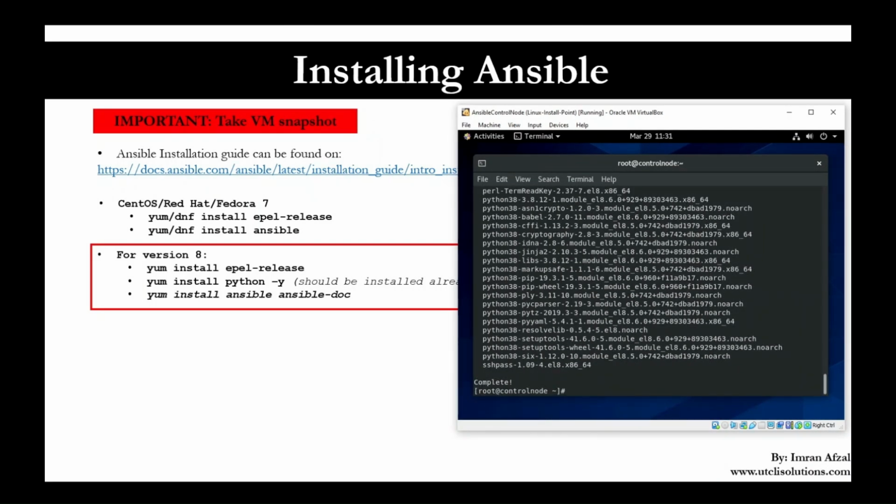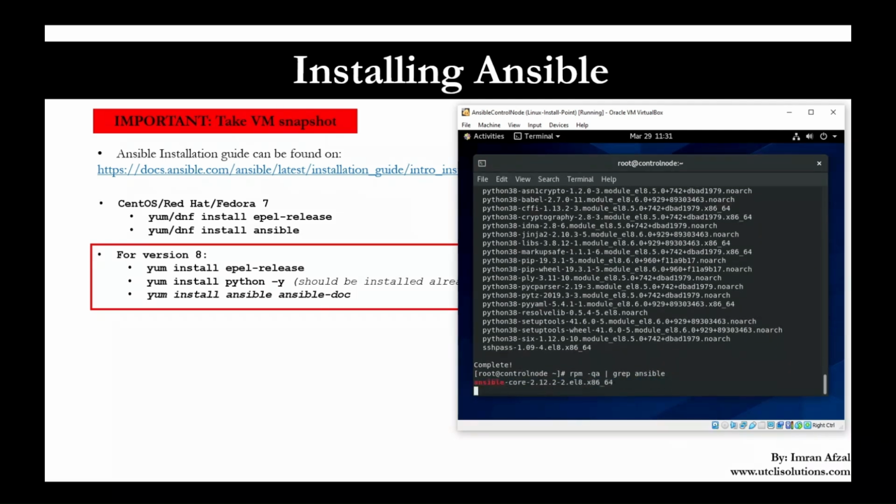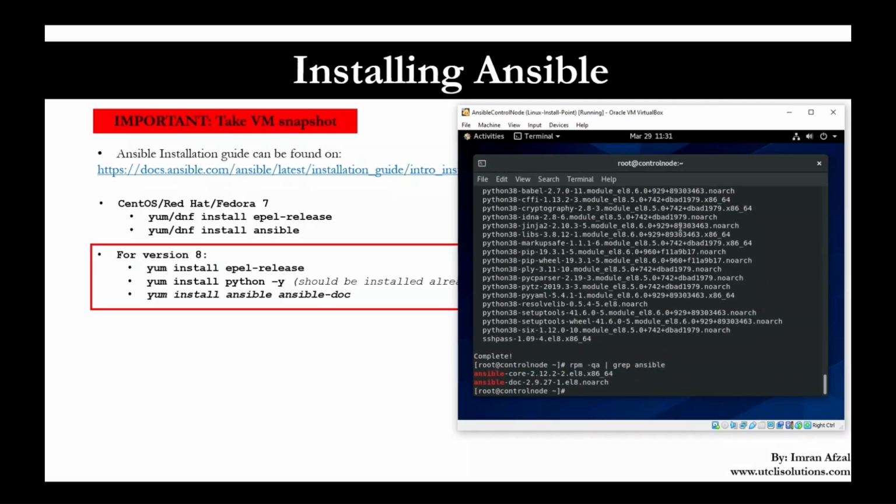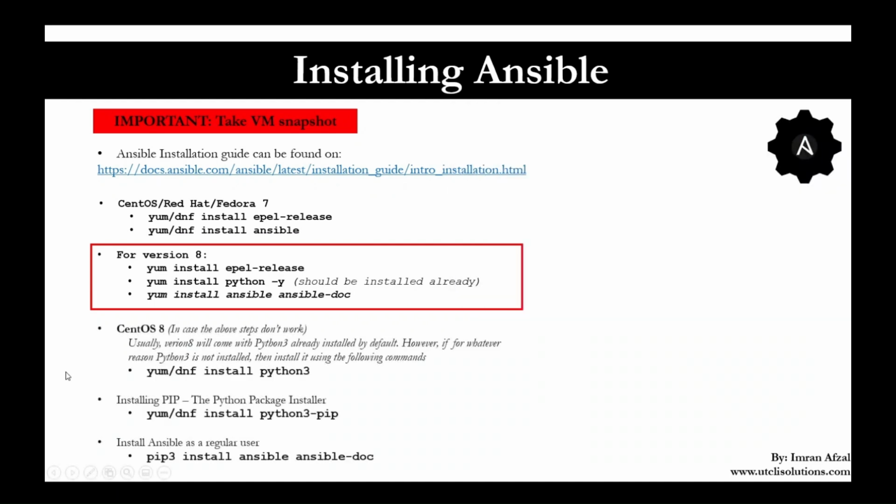All right, Ansible and Ansible doc package is completed. To verify it, you can run the command rpm -qa and grep for ansible. All right, it's there, ansible-core and ansible-doc. The next thing is if you are using CentOS 8 and the above steps don't work, then follow these steps.